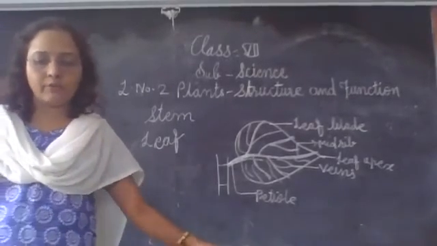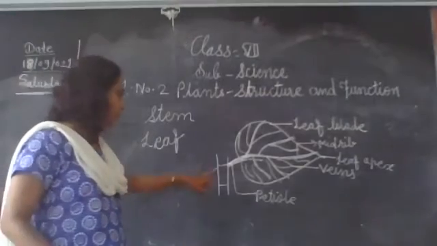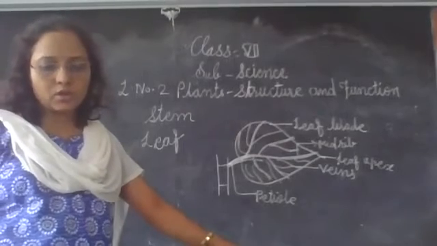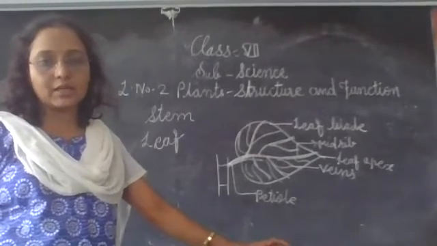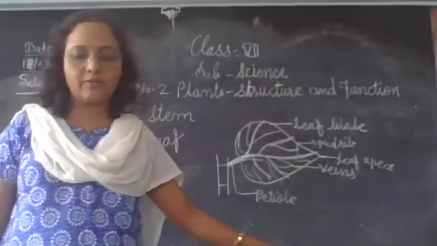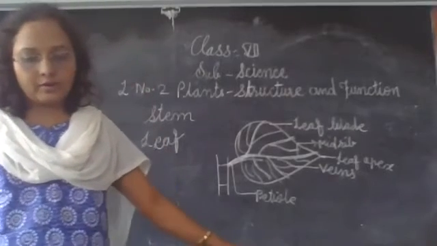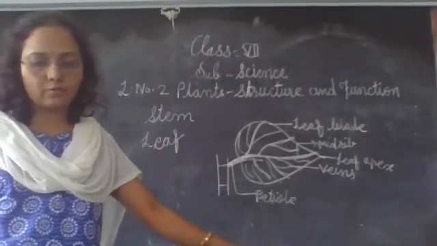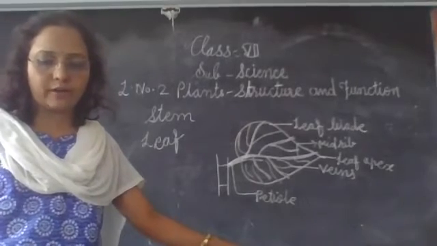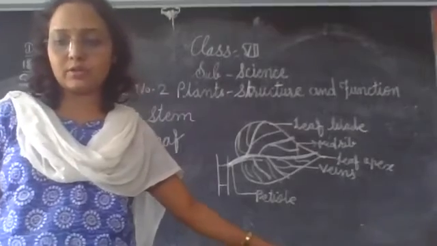The portion of the leaf attached to the stem is called the leaf base. Here it is, the leaf base. Then leaves of some plants have a single undivided leaf blade and a single midrib. Such a leaf is called a simple leaf. And the leaf blade of leaves in some plants is divided into many small parts called leaflets. Such leaves are called compound leaves.